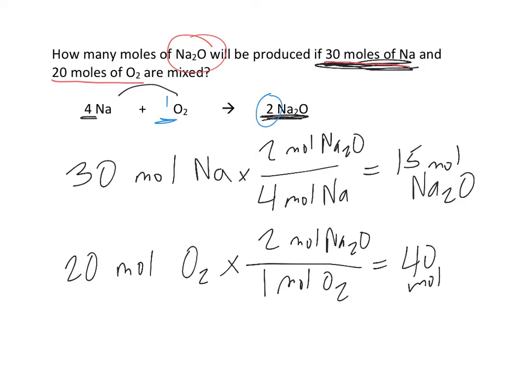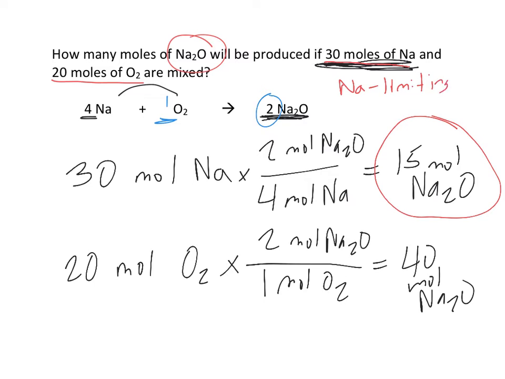So basically, there is enough sodium to make 15. There's enough oxygen to make 40. But you need both ingredients to do this, so you're only going to make 15. So we say that sodium is our limiting reactant. It's holding us back. And we say oxygen is our excess reactant. We have leftovers of it. And that's how we do a limiting reactant problem.